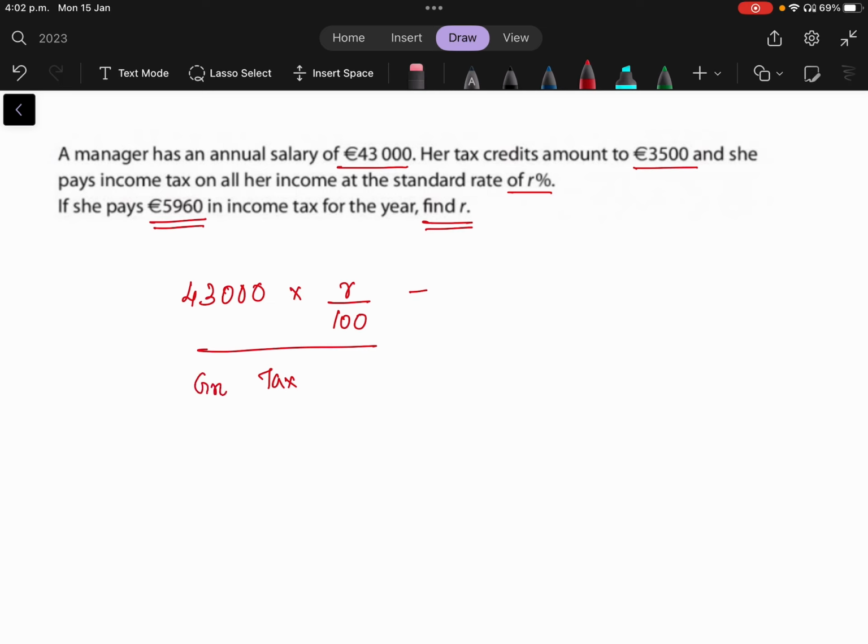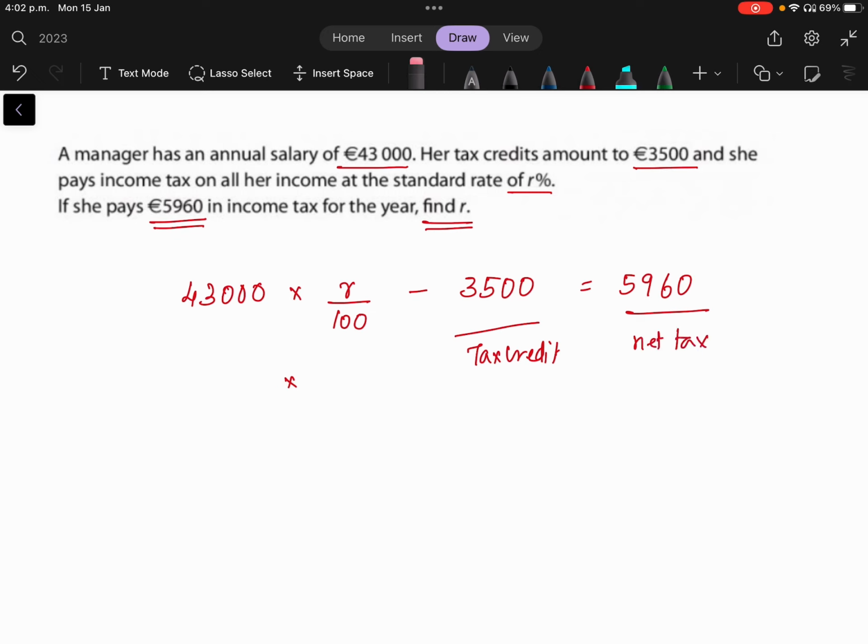Let me just write gross tax here, and then you subtract the tax credit, which is 3,500. So this is the tax credit. You subtract 3,500 and you will get the net tax. Net tax is 5,960. So this is the net tax. Okay, now let me just rub this off so that we can do it. So this is the format which is required.